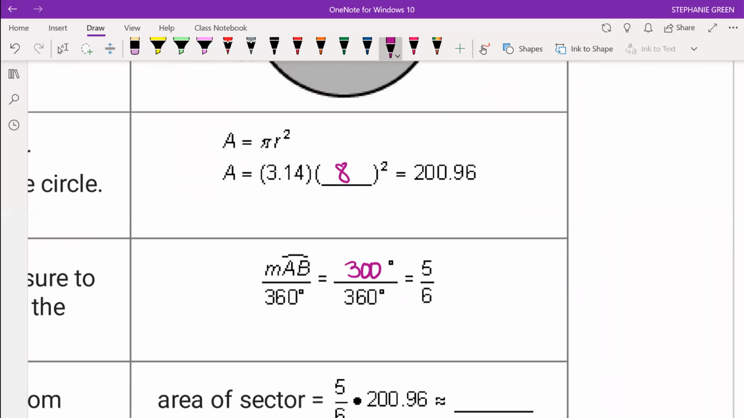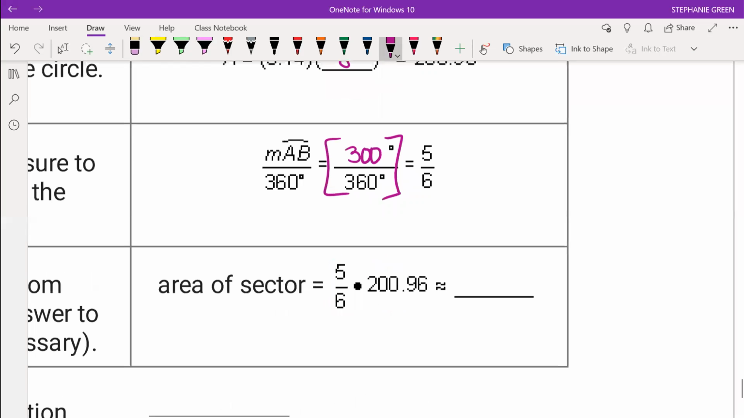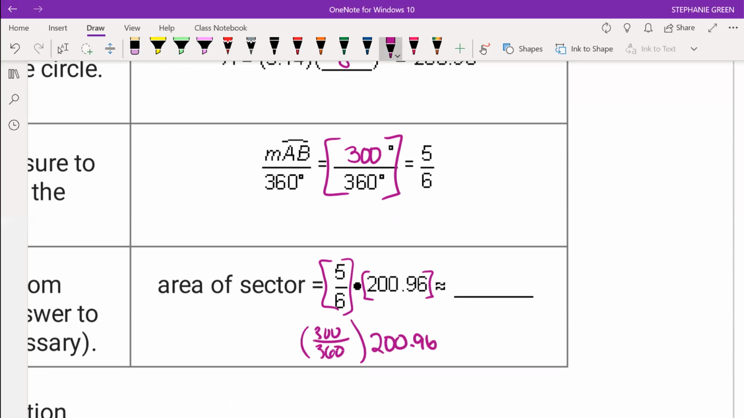One note here, if you have trouble simplifying your fractions, if I just use this form of my fraction in my equation, I'll still get the correct answer. So for example, the next part here they say is to take the area, 200.96, and multiply it by 5/6. If I were to take 200.96 and multiply it by 300 over 360, you'll get the exact same answer.